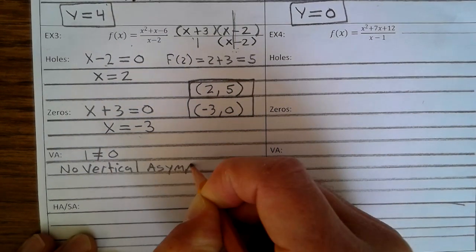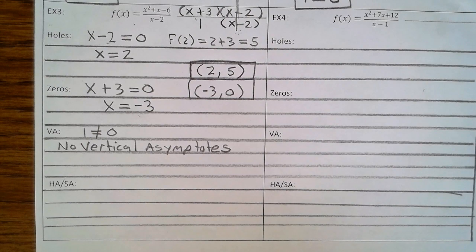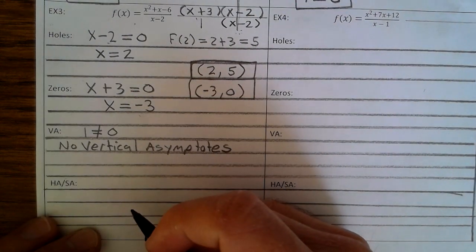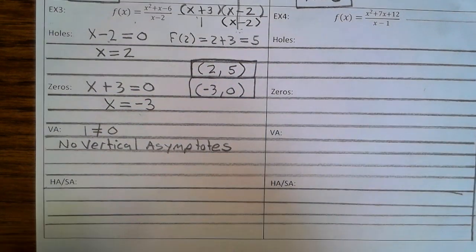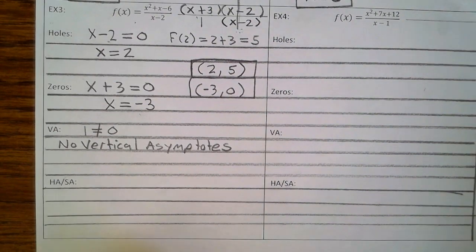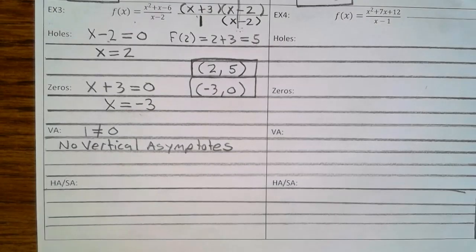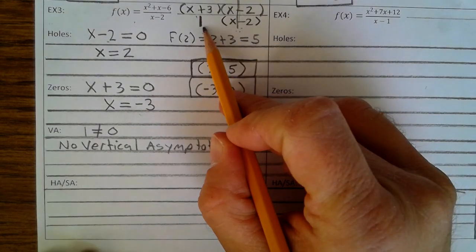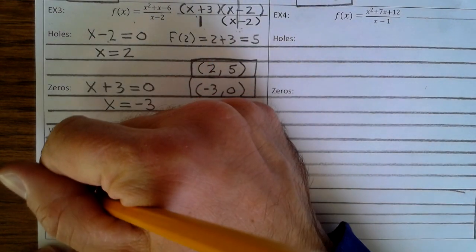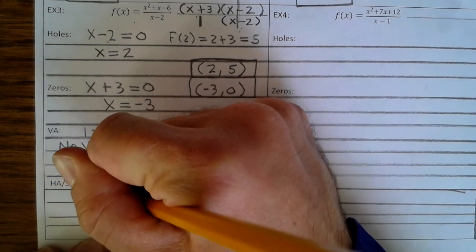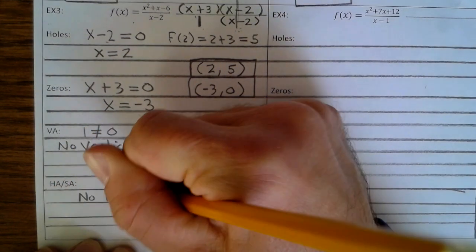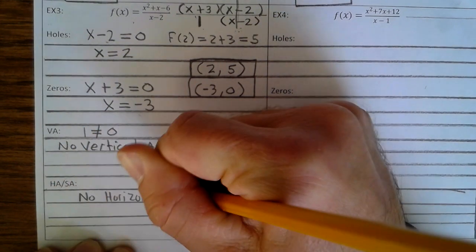Okay, now for the horizontal or slant asymptote, we divide, so that's x. Oh, but wait. When the denominator is 1, we say that there are no horizontal asymptotes and no slant asymptotes.